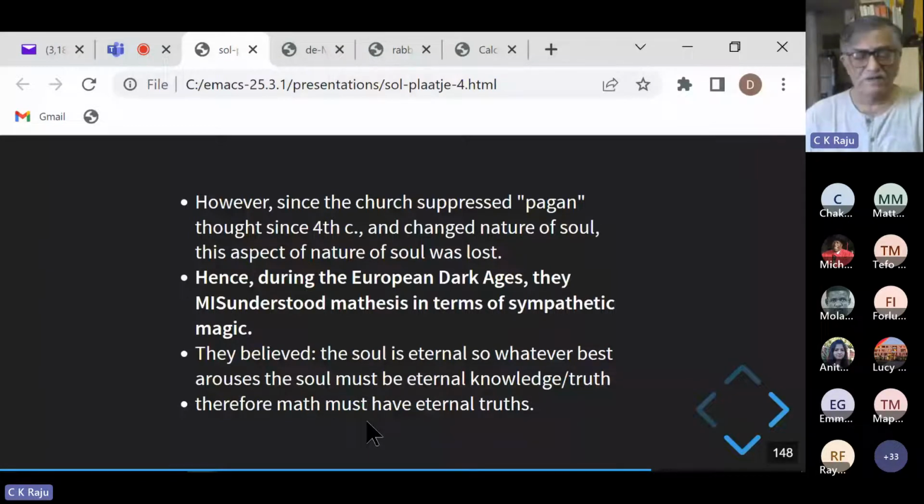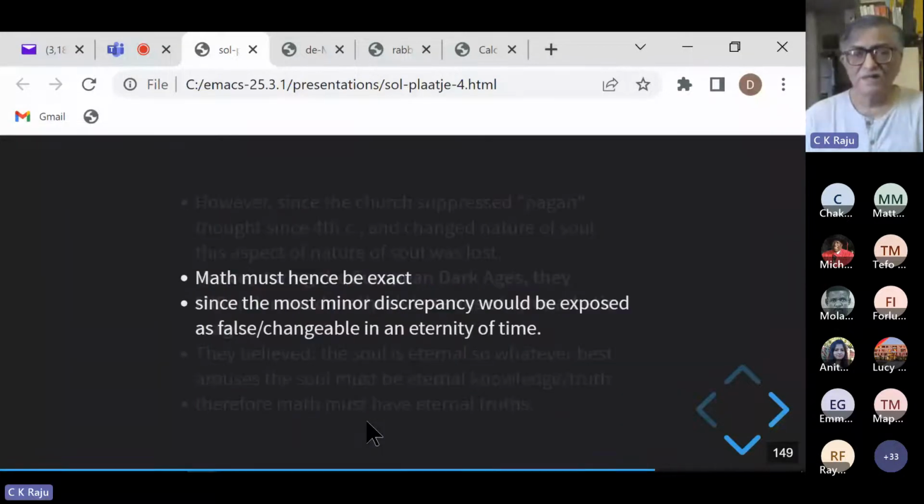So therefore, during the European Dark Ages, they misunderstood matrices in terms of sympathetic magic. They said soul is eternal, math arouses the soul, therefore math must also have eternal knowledge. That was the argument from sympathetic magic that Europeans gave. It's a wrong argument. But since it is eternal knowledge, it must be exact, because whatever minor discrepancy you have, it will be exposed in an eternity of time. That was the simplistic argument.